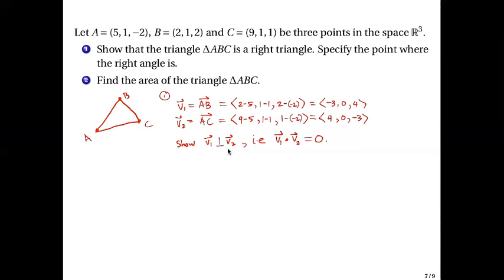Let's check the dot product. So V1, which was negative 3, 0, 4, dot this with V2, which is 4, 0, negative 3. Sorry, why is this negative 3? This should be positive 3. Yes, you are correct. 1 minus negative 2, that's positive 3. Thank you for that correction. So you will have here 4, 0, positive 3.